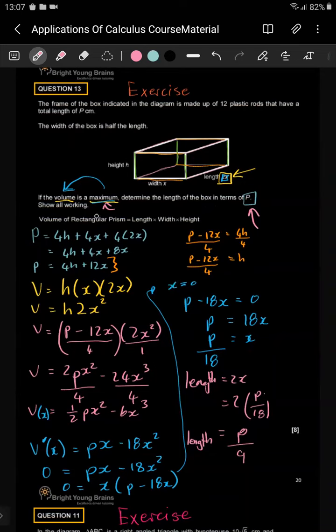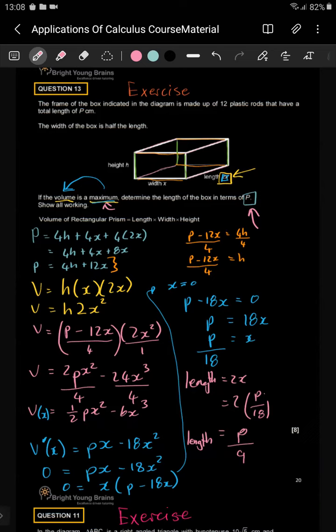So what we needed was a volume equation. We needed to have it with at least a P somewhere and something that can refer to the length, which is just P and X. So once we had a volume in terms of P and X, we had to differentiate this equation using X as the main variable, because we're talking about our length. So we differentiated this in terms of X.